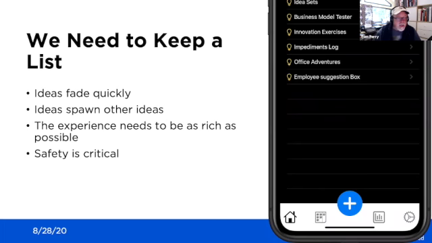Ideas tend to fade quickly, and the very presence of ideas can help to spawn other ideas. And the experience really does need to be as rich as possible. And we also need a safe place to keep all of this stuff. For many of us, that might mean that these ideas that we're trying to hold on to are ideas that need to be private, ideas that we're not going to share with others, so that we can hold them within that safe spot, that safe place, and consider them and grow them and nurture them.